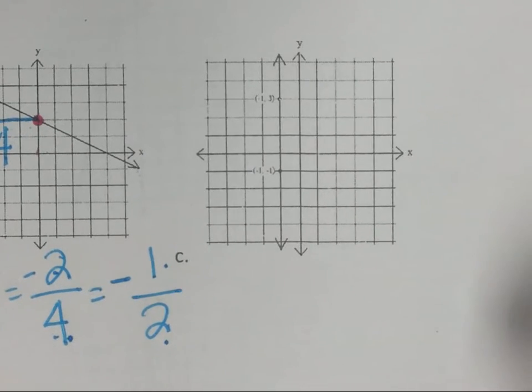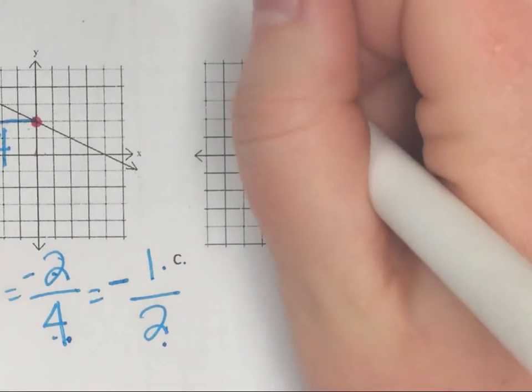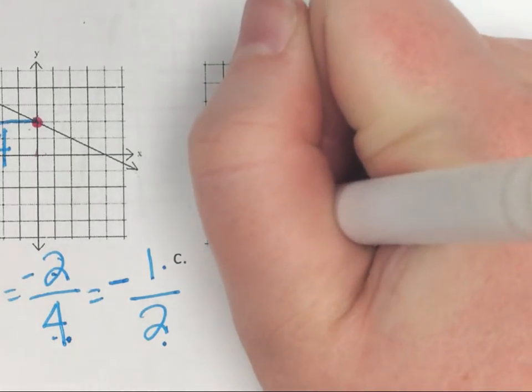Okay. This last one, the line's a little hard to see. Remember, we have our x and our y axes, and so whatever that extra thing is here.